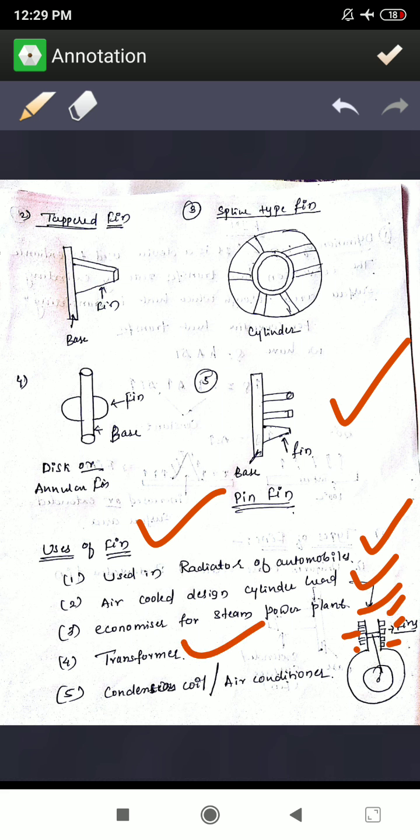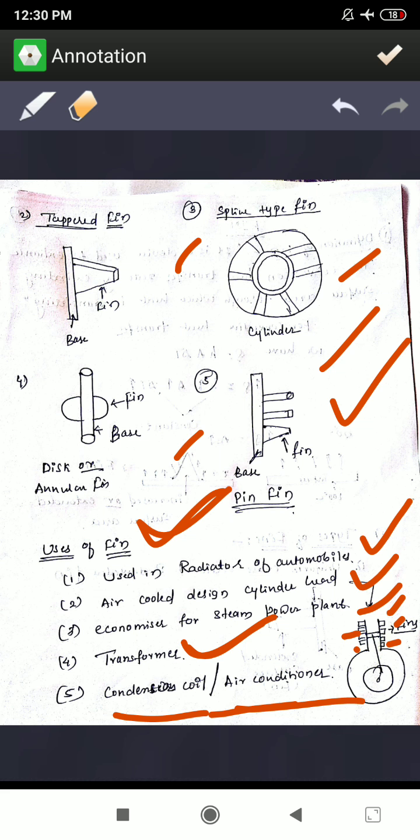In the electrical field we have the transformer. On that transformer again we are using the fins. And the fifth application is the condenser coil or air conditioning. In domestic air conditioning we use these fins. Okay, so these are the uses of fins.